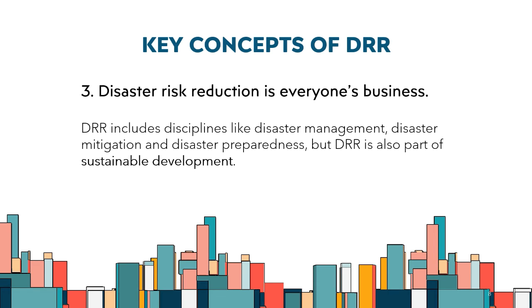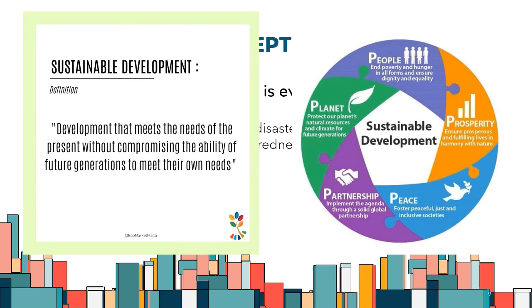Third key concept, disaster risk reduction is everyone's business. DRR includes disciplines like disaster management, disaster mitigation, and disaster preparedness, but DRR is also part of the sustainable development, which is the development that meets the needs of the present without compromising the ability of future generations to meet their own needs.